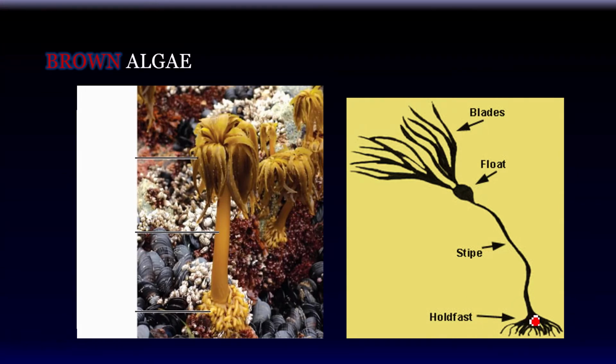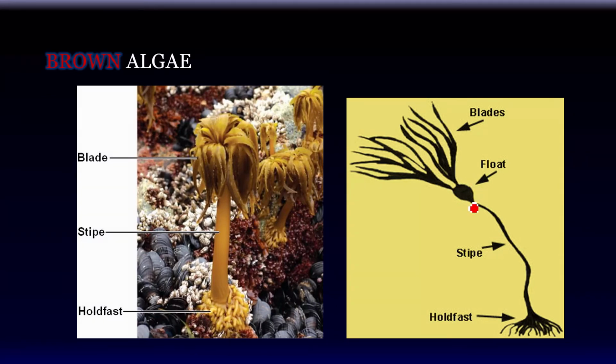But anyway, it has a root-like structure called a holdfast, which anchors this brown algae to whatever it wants to anchor on. It has a stem-type thing called a stipe, and it has these things called floats, which we'll talk about in a second, and leaves, which are called blades. So it has a holdfast and stipe and these blades, and the blades are kind of the leaves of this thing.